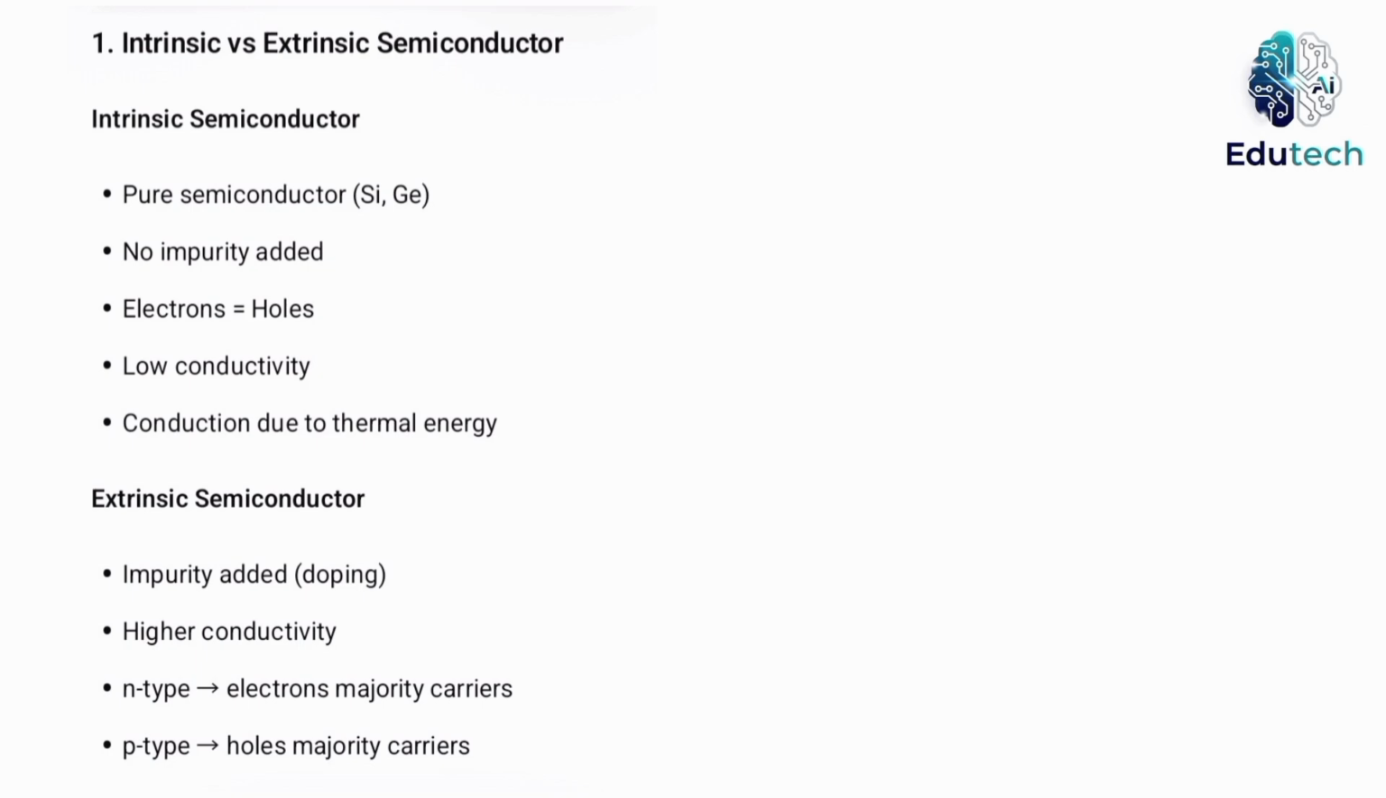increase its conductivity. If pentavalent impurity is added, it becomes an n-type semiconductor with electrons as majority carriers. If trivalent impurity is added, it becomes a p-type semiconductor with holes as majority carriers.